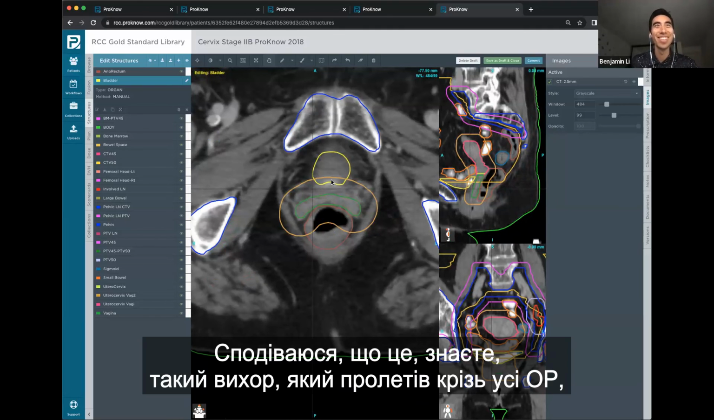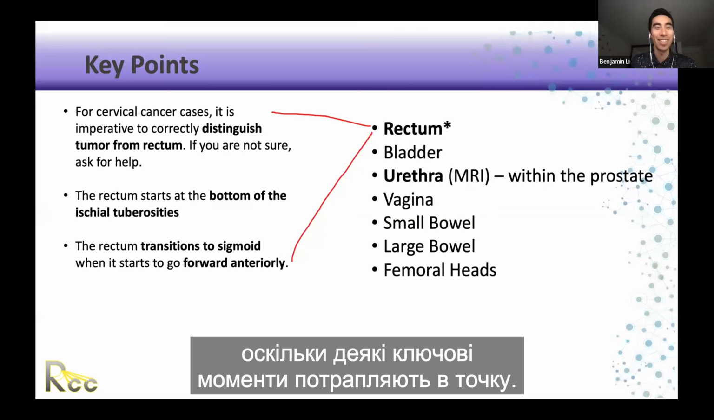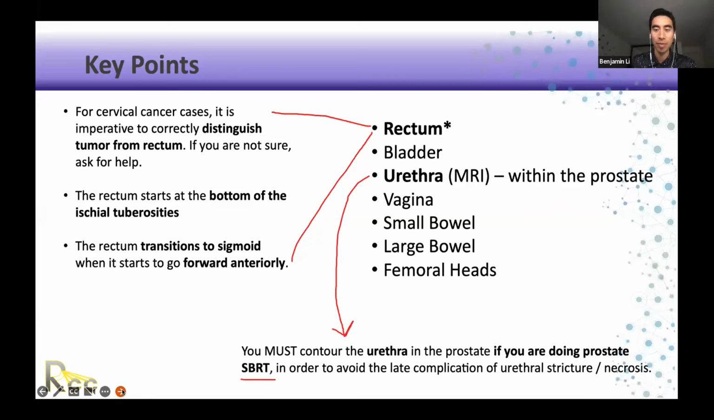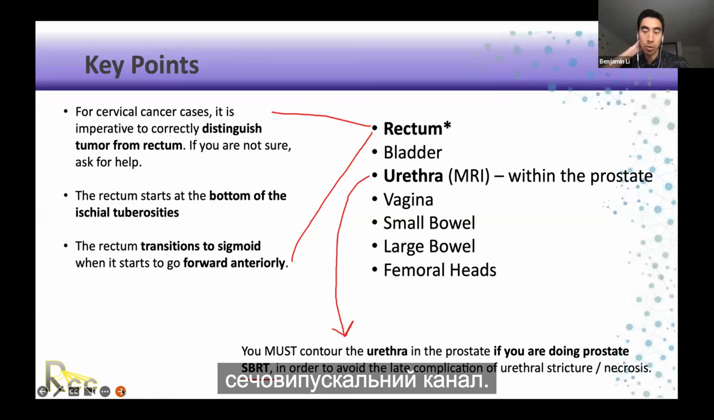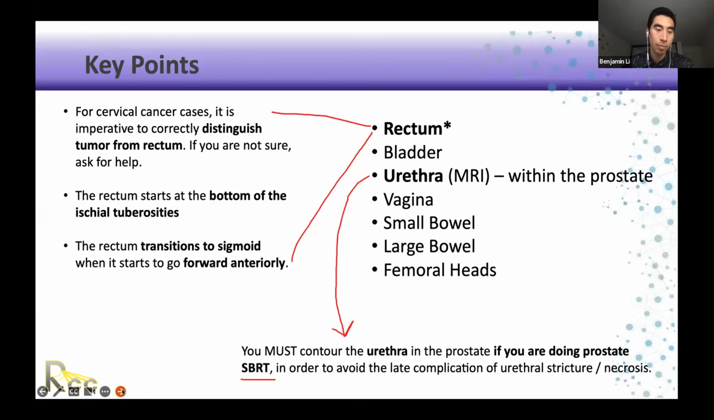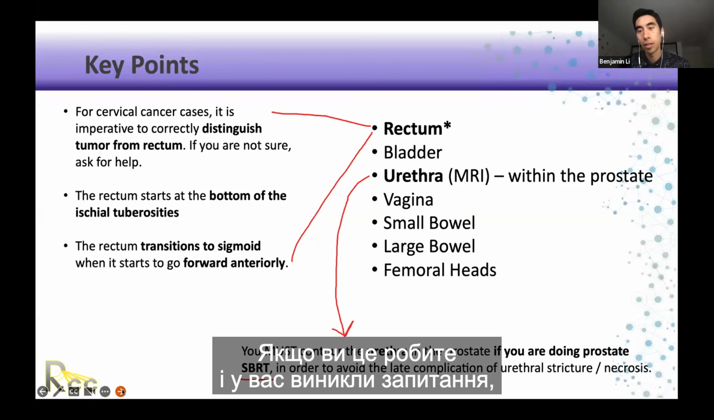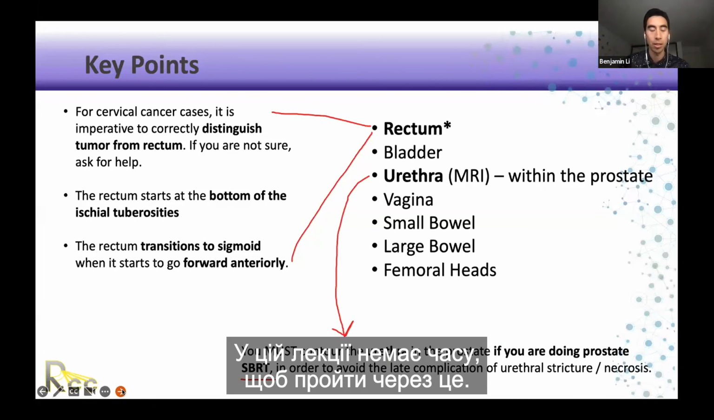Hopefully this whirlwind fly through of all the OARs, some of the key points are hitting home. If you're doing prostate SBRT, you need to contour the urethra. If you're doing that and you have questions, feel free to contact me. Don't have time to go through that in this lecture.